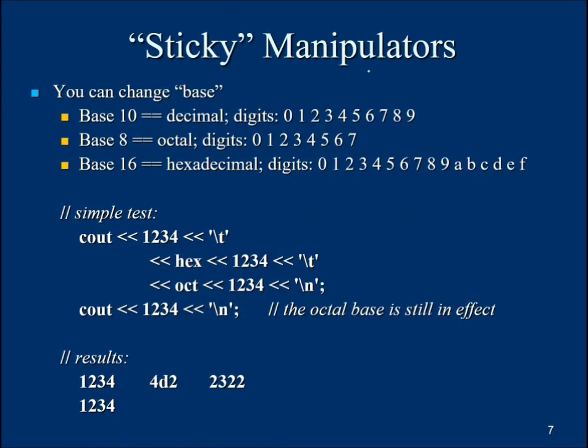There are sticky manipulators also. What are they? Let us take an example. Same example we have tried, but what exactly this is doing is, you have 1 2 3 4 as we would have expected. But what about this hex 42? It was converted to 42, and also this one. Then again you printed this. The octal base is still in effect because this is oct. 1 2 3 4 1 2 3 4.